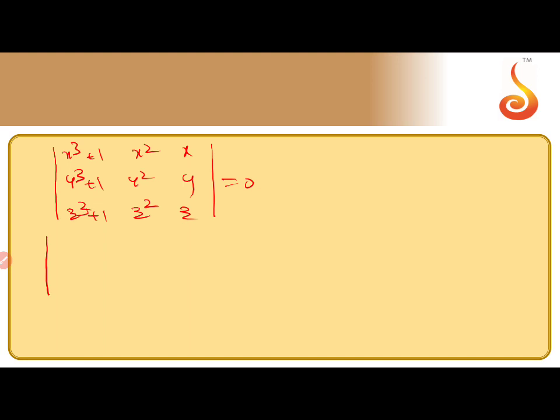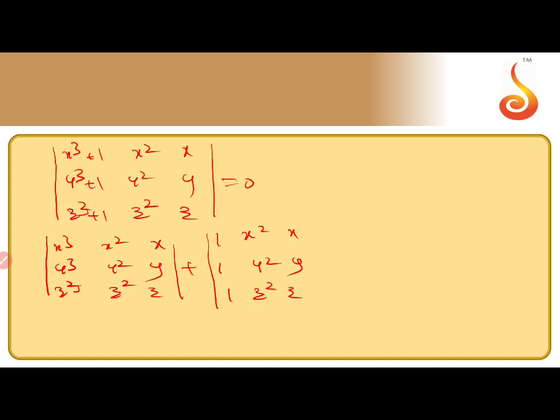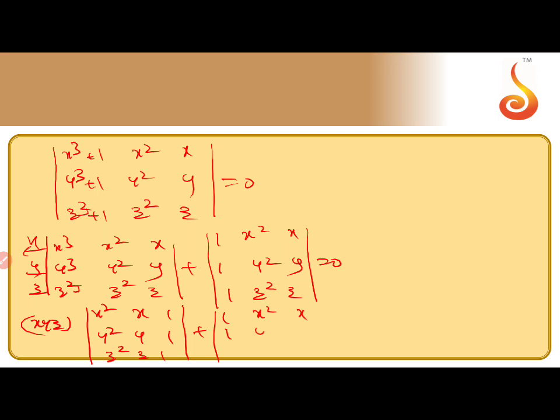This is given. Now split as two determinants: x cube, x square, x; y cube, y square, y; z cube, z square, z, plus another determinant 1, x square, x; 1, y square, y; 1, z square, z equals 0. In the first determinant, take x common from the first row, y common from the second, z common from the third. So xyz is common. Then what is left out? x square, x, 1; y square, y, 1; z square, z, 1, plus 1, x square, x; 1, y square, y; 1, z square, z.